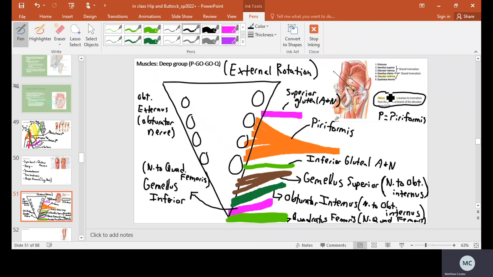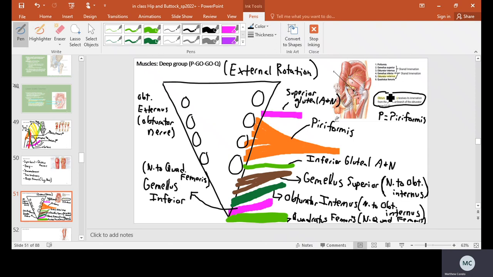Okay, so here's what I got. I got piriformis, nerve to piriformis. Cool. That guy's off on its own. Gemellus superior and obturator internus are linked because they share innervation, nerve to obturator internus. The other pattern here is when I have those linked muscles, the inferior named muscle has the innervation.